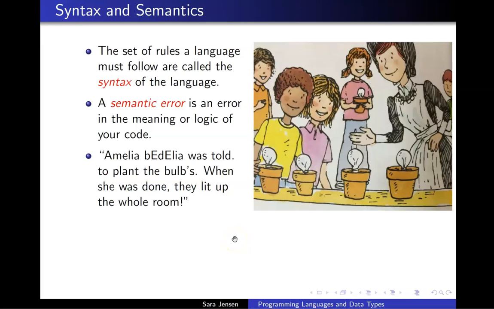However, the mistake that Amelia Bedelia makes by planting light bulbs into a set of pots instead of plant bulbs is a semantics error. In describing that part of what Amelia Bedelia has done, we have not made any grammatical errors in this sentence. However, a different kind of mistake was had, and that was a mistake in understanding. That is our semantic error.